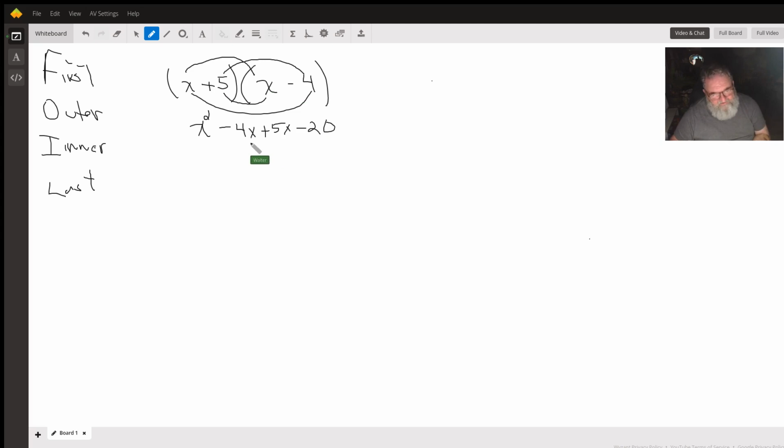And then you combine like terms. In this case, negative 4x plus 5x gives me x squared plus x minus 20. Now, what if it's not a binomial times a binomial?